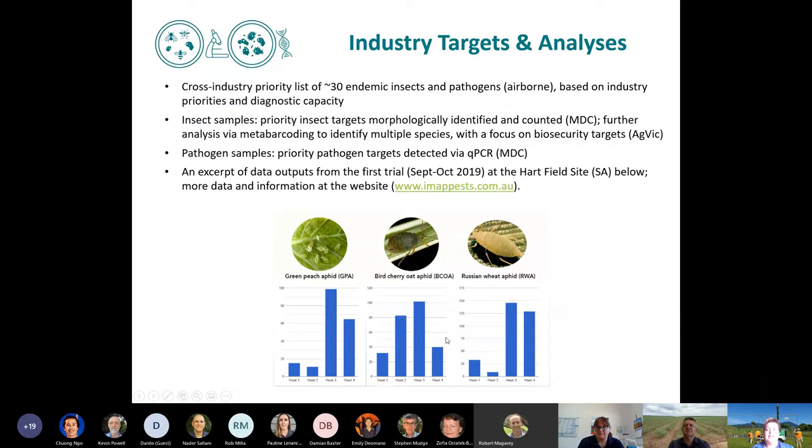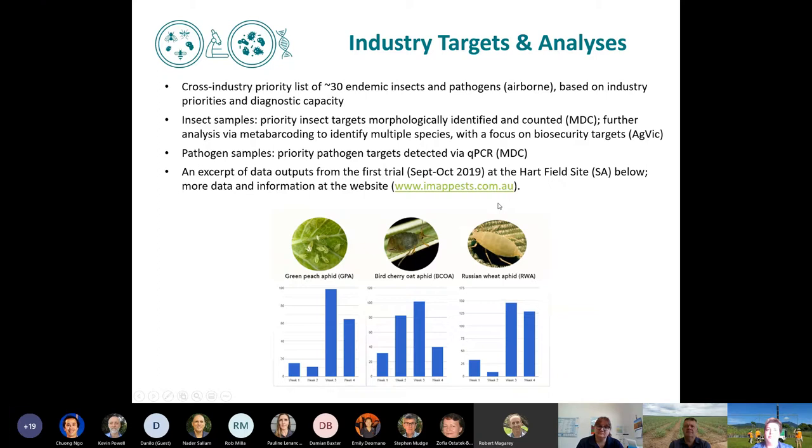I've just shown you a little excerpt of our data outputs here. This is from our first trial last year at the Hart Field site in South Australia, which is a grain site. And here we've just reported a summary of some of our aphid targets, but all of our data and information is shared through our website, imappests.com.au. And I encourage all of you to visit the website and provide any feedback.